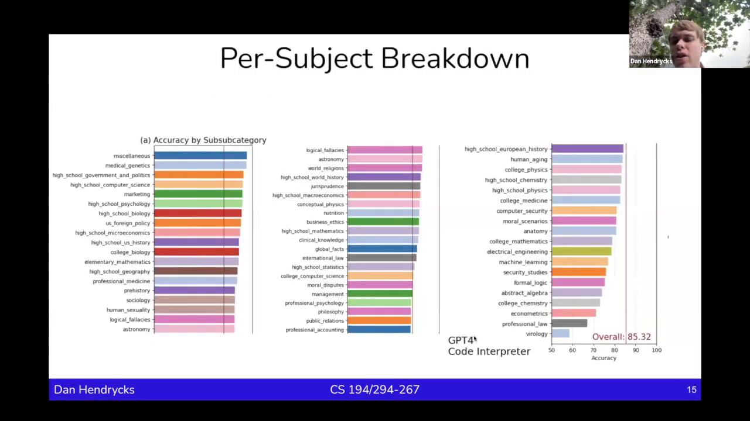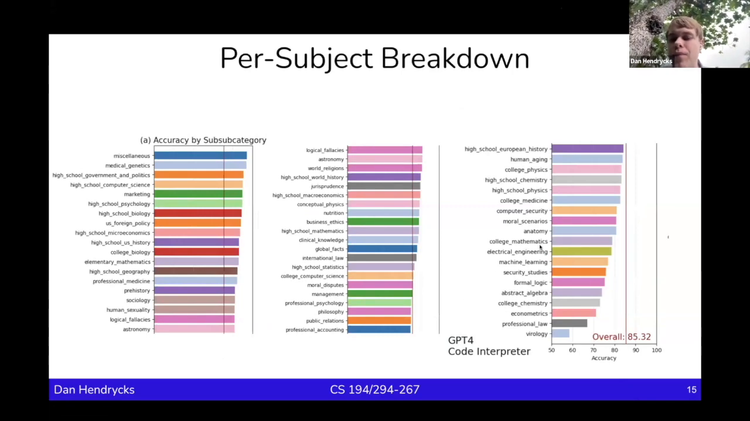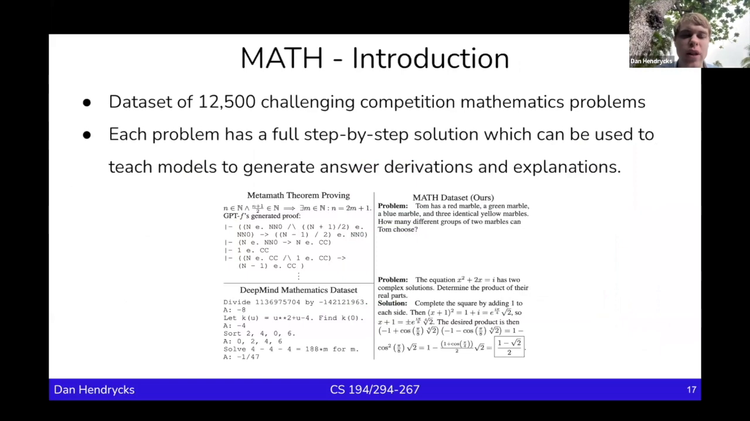So I mentioned that there was a lot of difficulty in some of these STEM topics, STEM and logic type of topics. So this prompted me then to zoom in. Let's try and get a better measurement of STEM performance. So then we created the MATH dataset, which is a dataset of 12,500 competition mathematics problems.